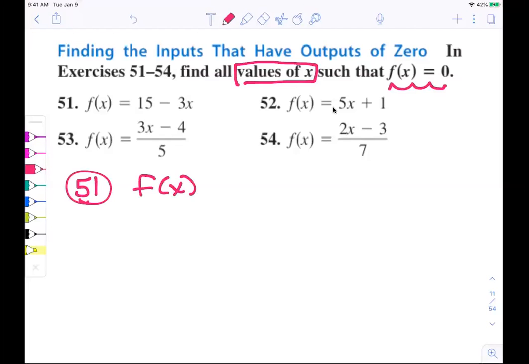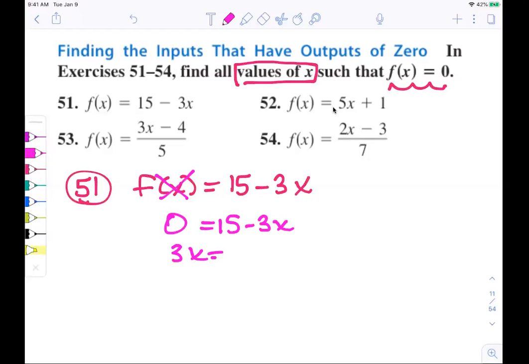You set the equation equal to 0? Yeah, you set the equation equal to 0. If it's saying f of x is 0, I take f of x out and replace it with 0. That's what equals means. Our goal is to find x, so I can't plug a number in for x because that's what we're trying to solve. So 3x equals 15, or x equals 5.